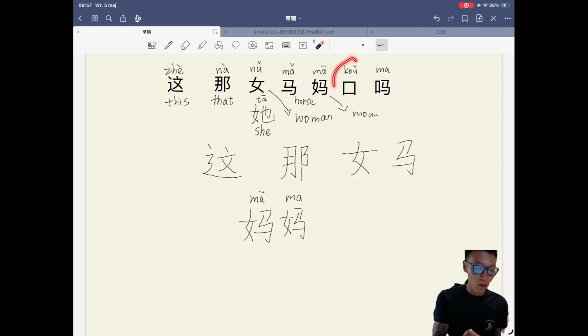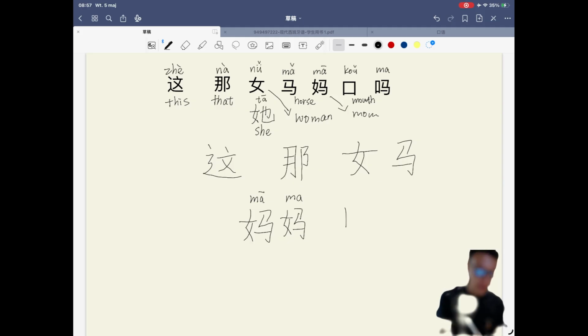Now, let's learn the next one. The next one is 口. It looks quite simple. It's just a square, right? And 口 means mouth. Mouth. So maybe you have another question. Why are we learning 口 at this point of time? Don't worry. Let's write it together first.